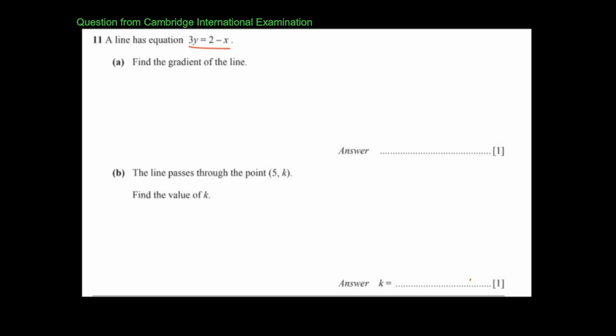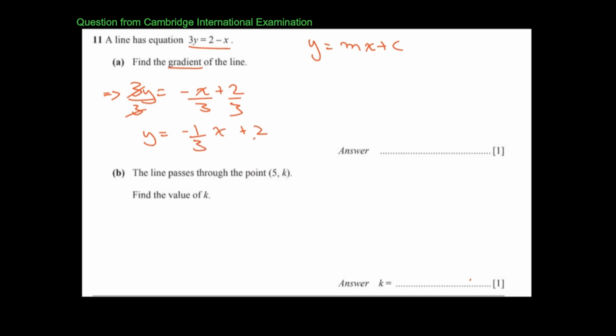Now let's try some questions. The line has equation 3y equals 2 minus x. Find the gradient of the line. So you can rewrite the equation as 3y equals -x plus 2. And the equation of a straight line is in the form y equals mx plus c. So to convert this equation in the form y equals mx plus c, you will divide whole equation by 3. So the equation becomes y equals -1/3x plus 2/3. So -1/3 is the gradient and 2/3 is the y-intercept. So the gradient is -1/3.